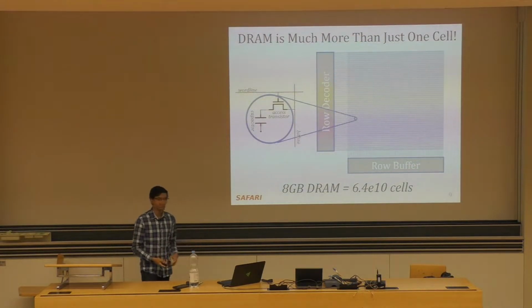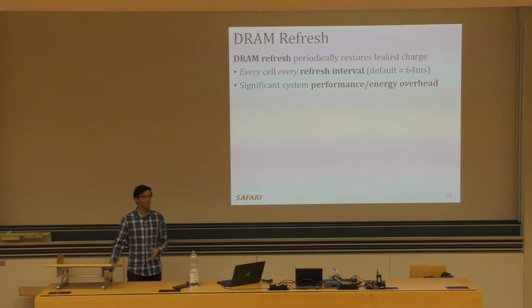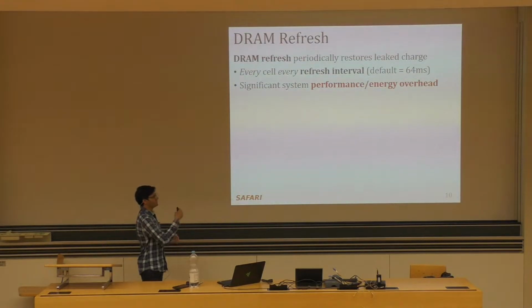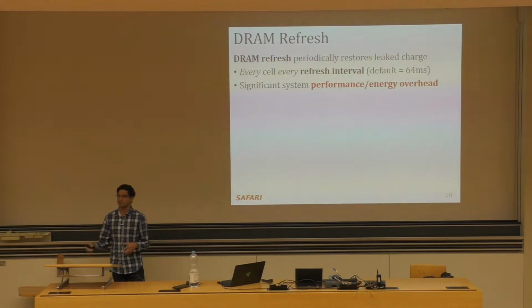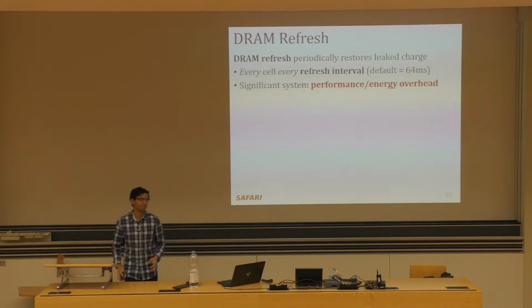And again, all of these can experience failure. And so to this end, we use a process called DRAM refresh. DRAM refresh periodically restores the leaked charge in every single cell in the DRAM device, right? For our typical DDR3, DDR4 devices, this is every 64 milliseconds. So essentially every 64 milliseconds, we refresh every cell in the entire device. And as you can imagine, this results in significant system performance and energy overhead.